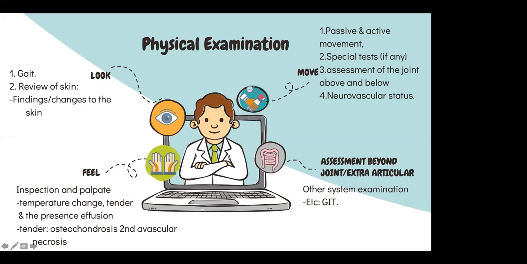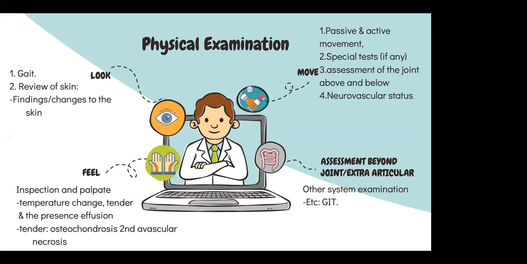You can detect if there is a temperature change, regions that are tender, and the presence of soft tissue injury, such as effusion. An example of tenderness is, for example, osteochondrosis secondary to avascular necrosis. Then move.